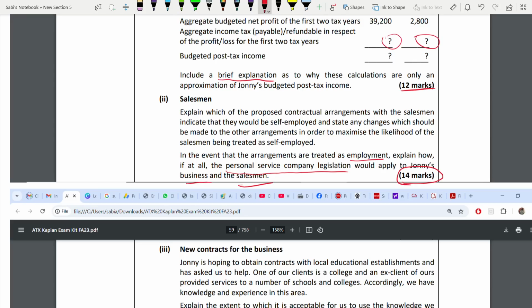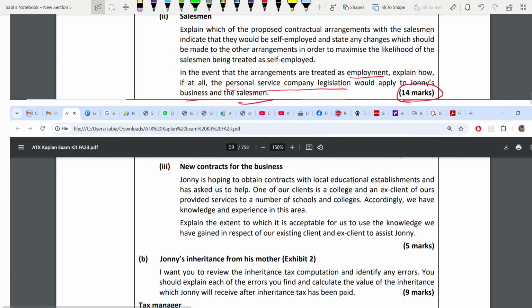Next, new contracts for the business. This is for 5 marks. This is an ethics question. Explain the extent to which it is acceptable for us to use the knowledge we have gained in respect of our existing client and ex-client to assess Johnny. This is something you can say is a confidentiality issue they're talking about. They're touching this area.